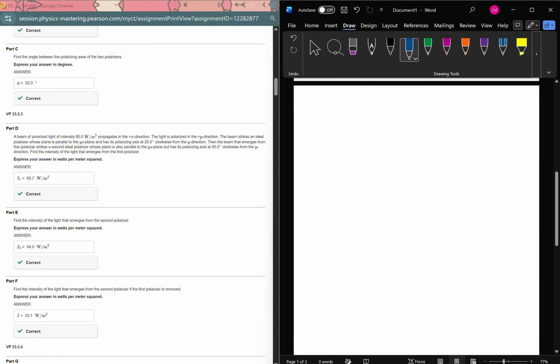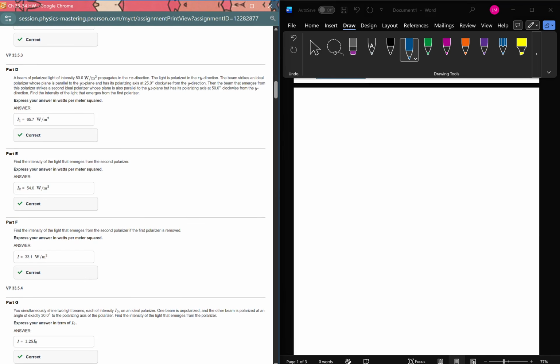now we're going to do parts D, E, and F, which are all in one, with the same question. Part D: a beam of polarized light of intensity 80.0 watts per meter squared propagates in the positive x direction. The light is polarized in the positive y direction. The beam strikes an ideal polarizer whose plane is parallel to the YZ plane and has its polarizing axis 25 degrees clockwise from the y direction.